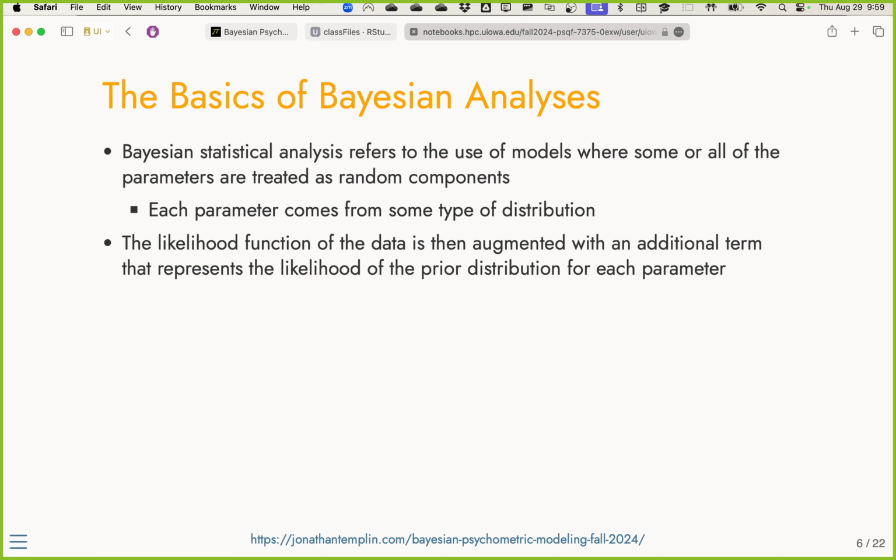So all of these have a likelihood function. The data, the model itself forms the model data likelihood. And then that likelihood gets augmented with an additional term that represents the likelihood of the prior for each parameter. So when you think of the entire likelihood function itself, every parameter with the prior is going to multiply that based on where that value of the parameter happens to be in the sample space. How are we doing so far?